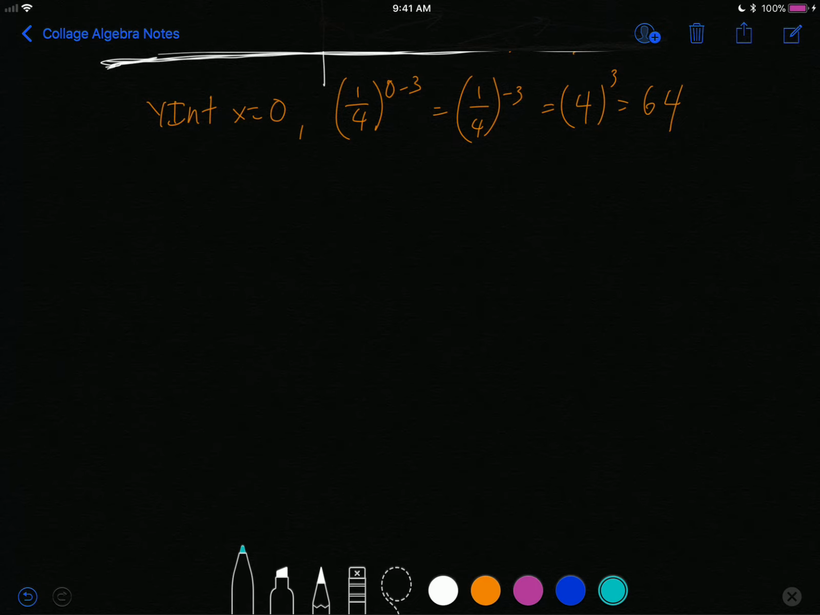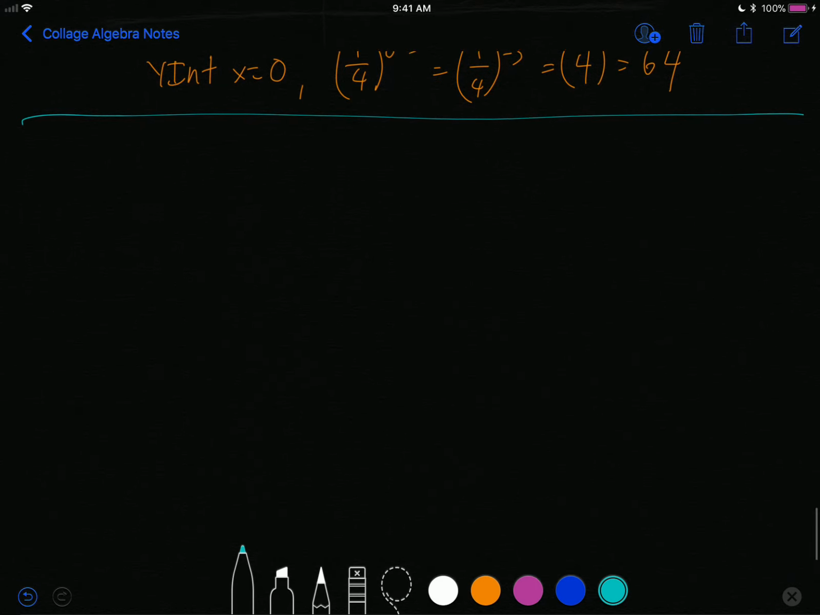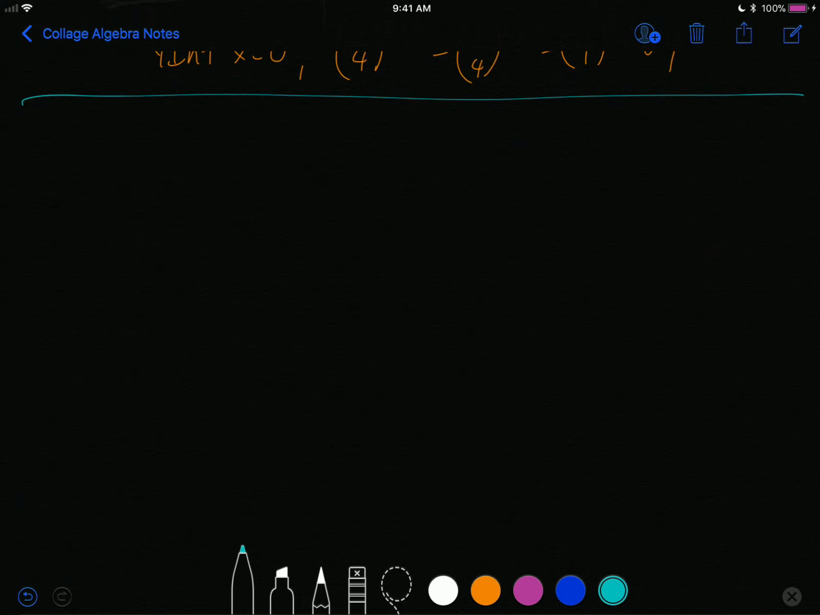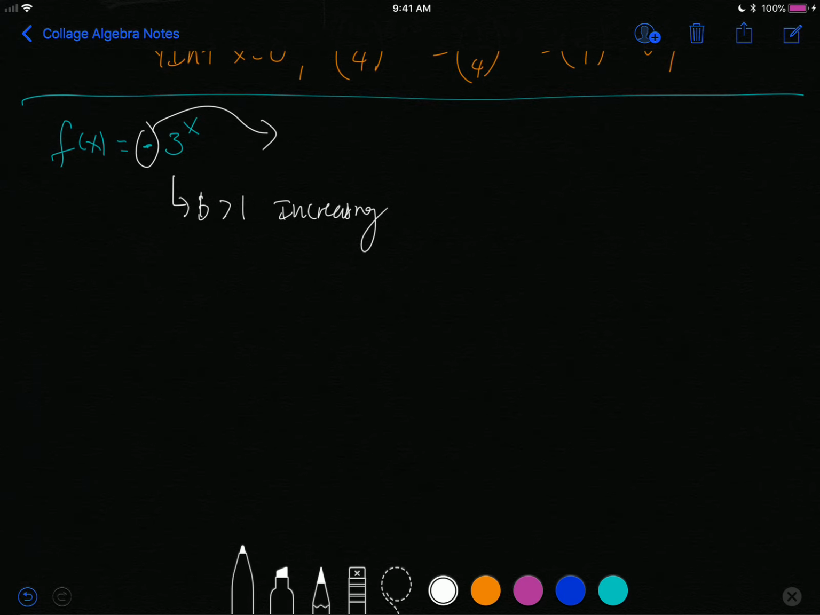The other transformations we will look at today are your reflections. So let's say I have f of x equals negative 3 raised to the x power. Again, my base is greater than 1, so that means I have an increasing function, exponential growth. The minus sign in front means a reflection in the x-axis.